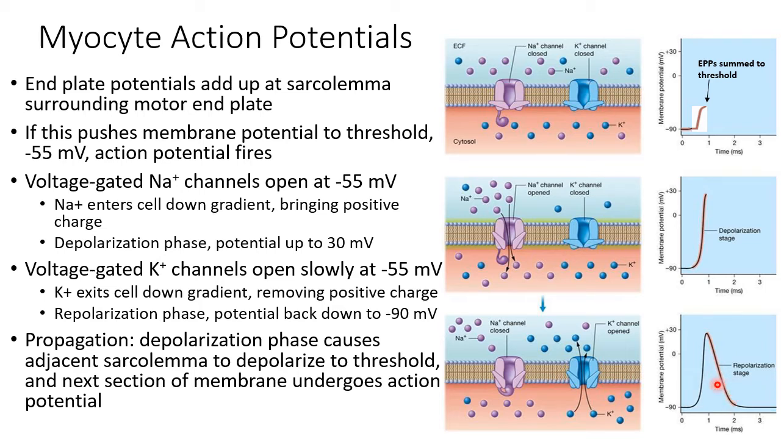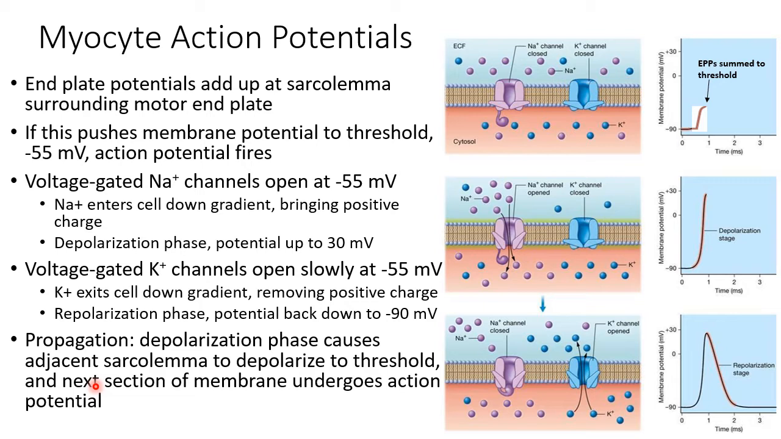Once you get back down to around -55 millivolts, the potassium channels will be triggered to close, but again, they're very slow to close. So you're still going to have them being open and potassium leaving the cell all the way until you get down to -90 millivolts. At that point, the potassium channels will actually close, and your sodium channels will have already reset.